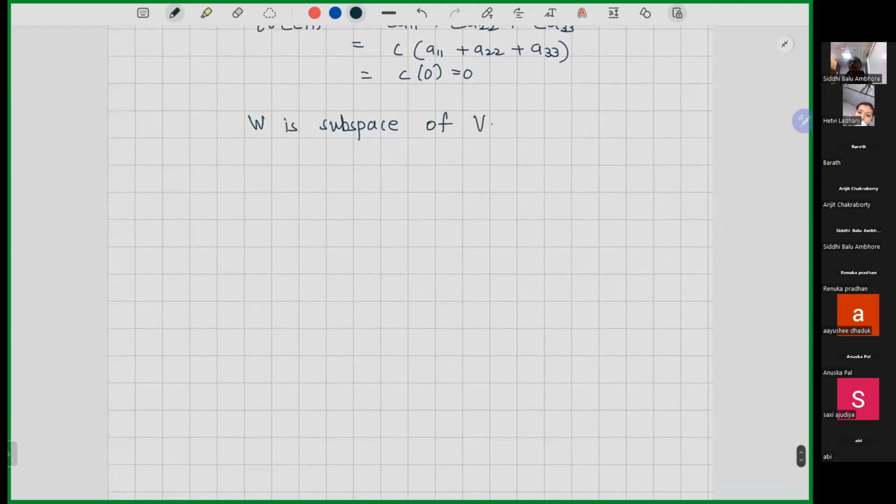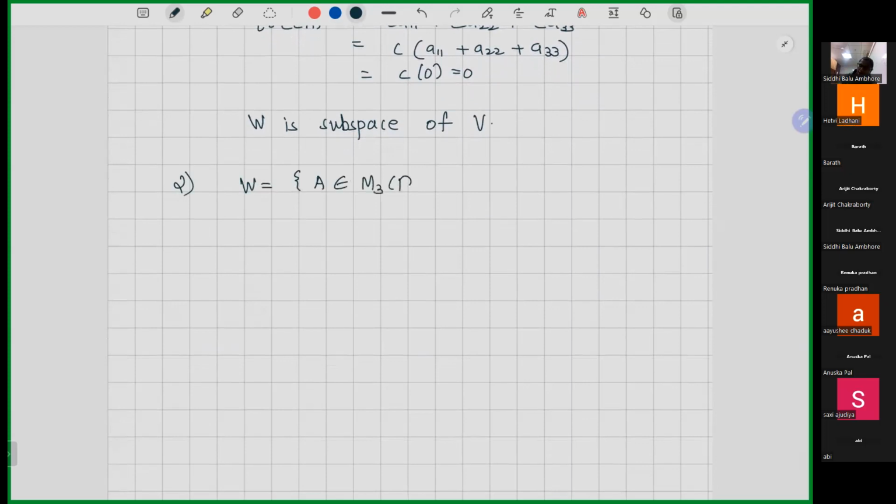No, right? If you have anything, please feel free to ask in chat or unmute yourself and ask. And now we do this for another subset of V, our M3R again. So we take A in M3R such that trace of A is now 1. And what is your guess whether this will be a subspace or not of V? So V is again our M3R.